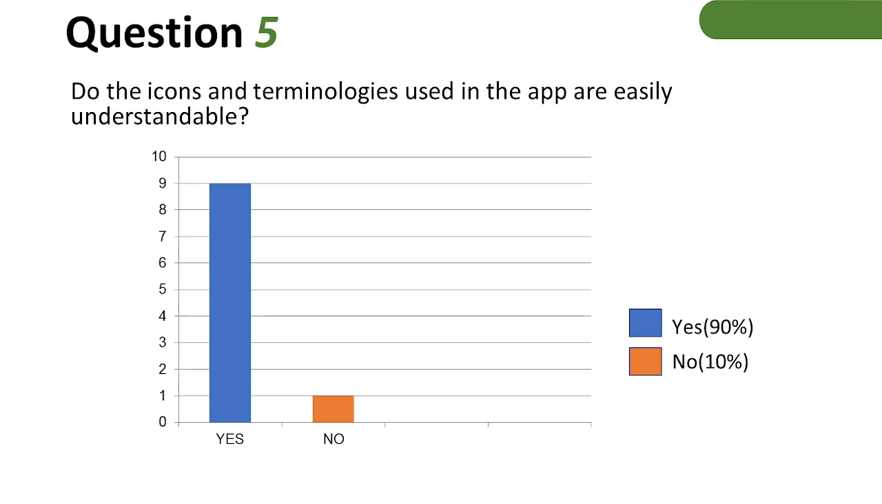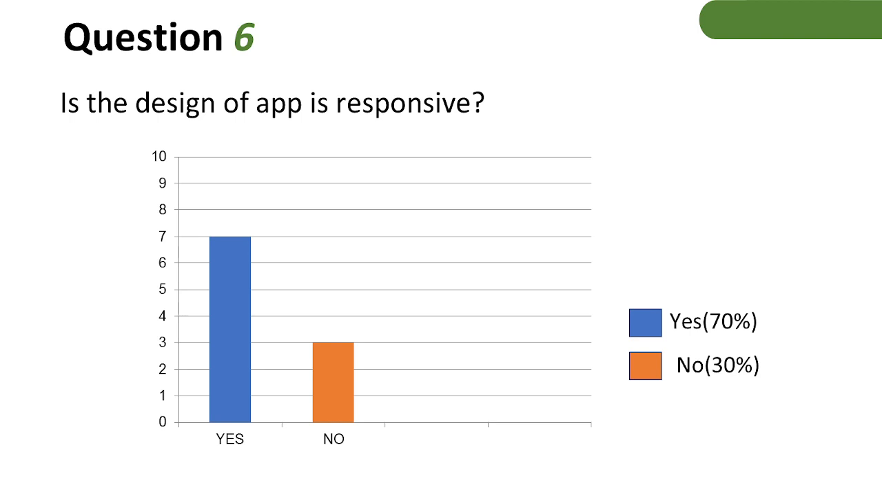And next we have, are the icons and terminologies used in the app easily understandable? Among my targeted audience, 90% said that the icons and terminologies used in the app are easily understandable, and only 10% disagreed, saying the icons and terminologies are not easily understandable for them. And the next question was, is the design of the app responsive? 70% of them said that the design of the app is responsive, and 30% of my targeted audience said that the design of the app is not responsive.